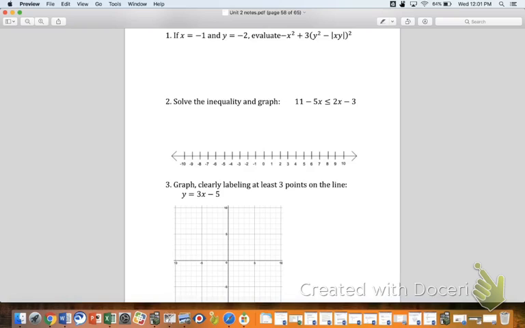If you are going to be evaluating an expression like that, we're going to start by putting blank parentheses in there. So it's going to be negative blank squared plus 3, and then parentheses blank squared.